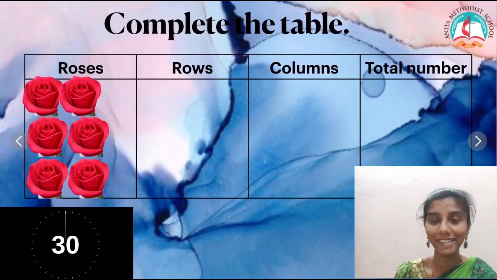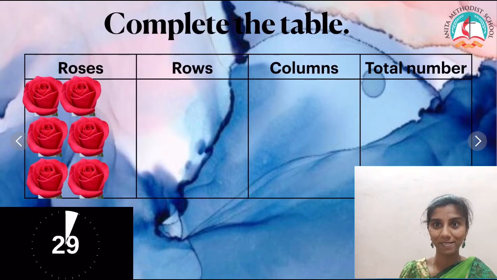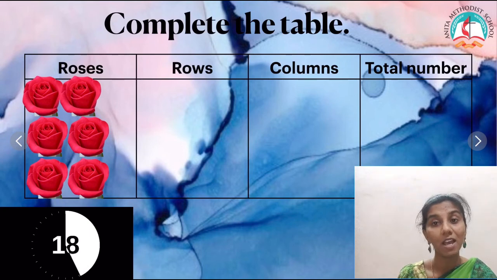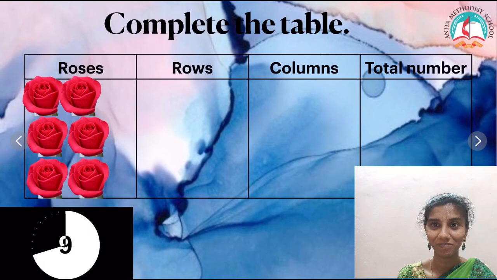Okay. Now complete the table. See, here we have the rows. And how many rows and how many columns? Total number of rows. Okay, your time starts now. Make it fast. Quick. Just count the rows and columns. Just count and write how many rows and how many columns. And then the total number of rows. Make it fast. Quick, children. Only a few seconds. Fast.